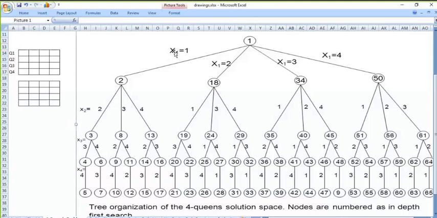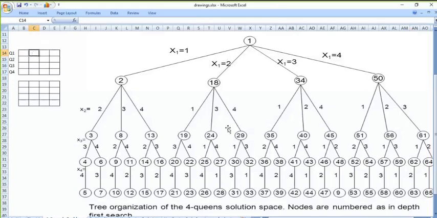Suppose x1 equals 1. Since it is x1, it means the first row, and I am placing it in column 1, so first row, first column. Next, suppose x1 equals 2. Again x1 means the first row belonging to Q1, where I will be placing it at number 2, which means column 2. So first row, second column.